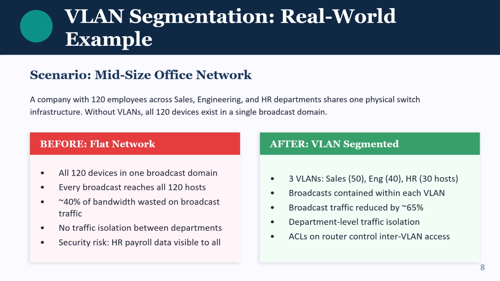In a flat network with 120 devices, every broadcast reaches all hosts, wasting up to 40% of bandwidth with no traffic isolation. After segmenting into 3 VLANs like sales 50, engineering 40, and HR 30, broadcasts are contained per VLAN, reducing broadcast traffic by roughly 65%. Inter-VLAN routing through a layer 3 device enables ACL-based security policies between departments.